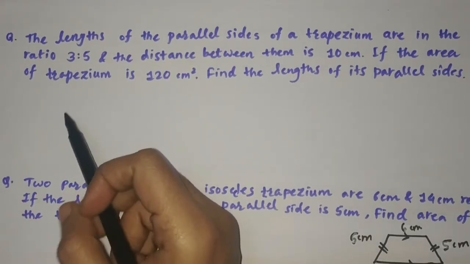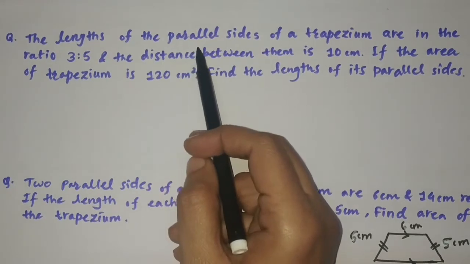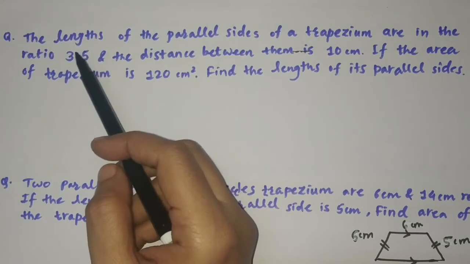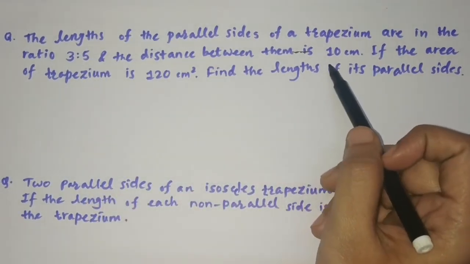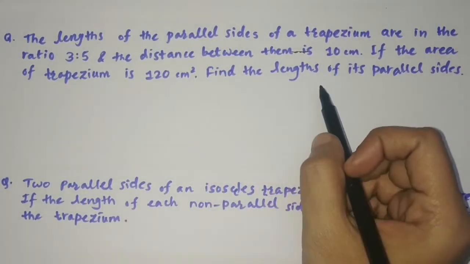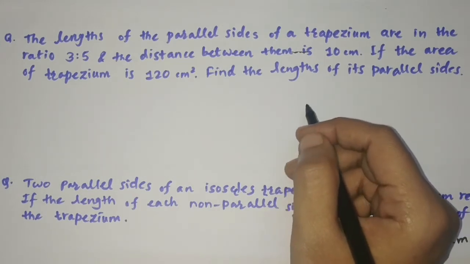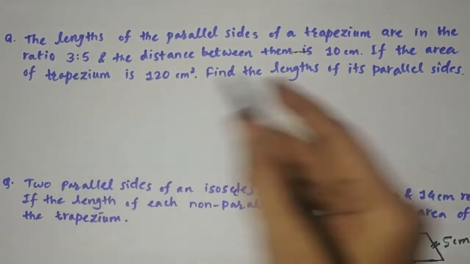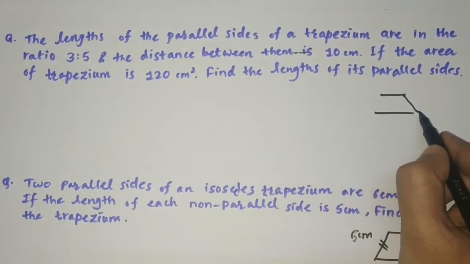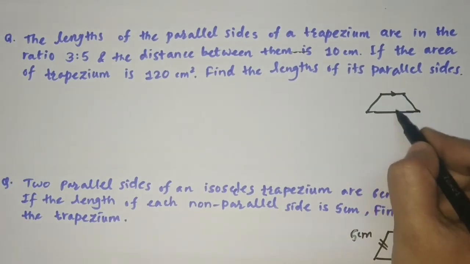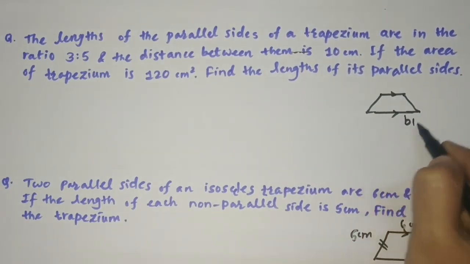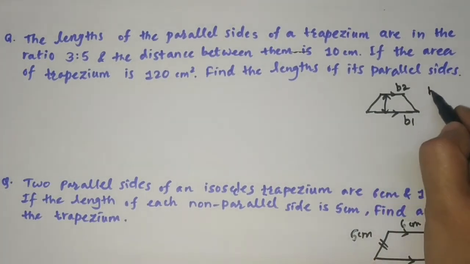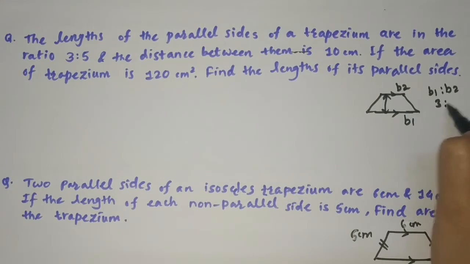Now friends, the next question is the lengths of the parallel sides of a trapezium are in the ratio 3:5 and the distance between them is 10 centimeter. And if area is also provided, we have to find out the lengths. So here directly the sides are not given, they are given in terms of ratio 3:5. So suppose this is a trapezium and these are the parallel sides, suppose B1 and B2. This is the height. So B1 to B2 ratio is given, that is 3:5.